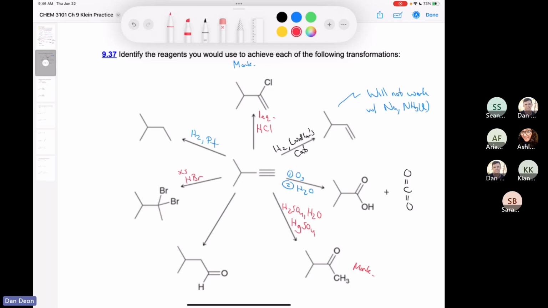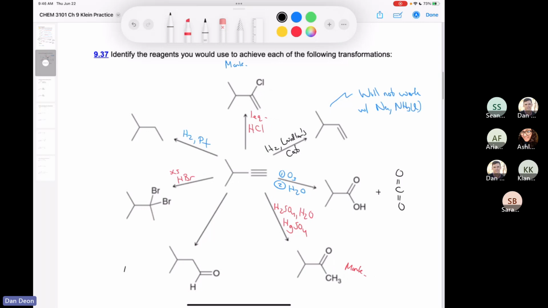And then the next one is an anti-Markovnikov. So in order to do that, we're going to do hydroboration oxidation. So first step is going to be 9-BBN, followed by H2O2 and sodium hydroxide. And there we have it.